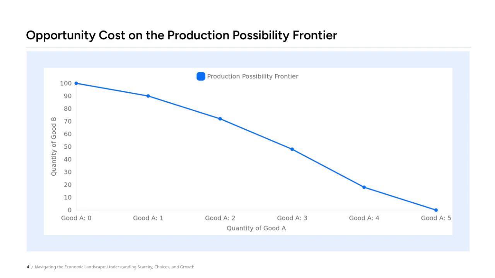This highlights the concept of opportunity cost, the cost of foregone alternatives. The shape of the curve is bowed outward, illustrating that opportunity costs increase as we produce more of one good. That means resources aren't perfectly adaptable and shifting production becomes less efficient. Understanding this trade-off helps businesses and policymakers make informed decisions about resource allocation and prioritizing production goals.